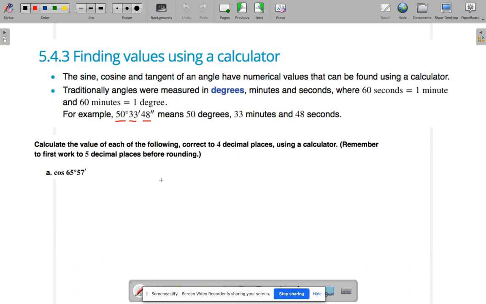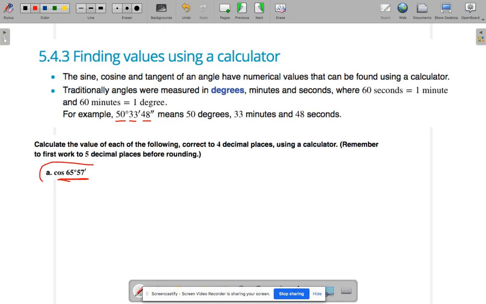Before we go any further, we need to look at putting angles into our calculator. Now, angles can be divided, as you know, there's 360 degrees in a full circle, and those angles can be further divided into minutes and seconds. A bit like an hour is divided into minutes and seconds, so is a degree. So there are 60 seconds in a minute and 60 minutes in a degree. So for an example, you can express an angle as 50 degrees, 33 minutes, 48 seconds. Now, for our purposes, I'm only going to go to degrees and minutes. I'm not going to go to the seconds level.